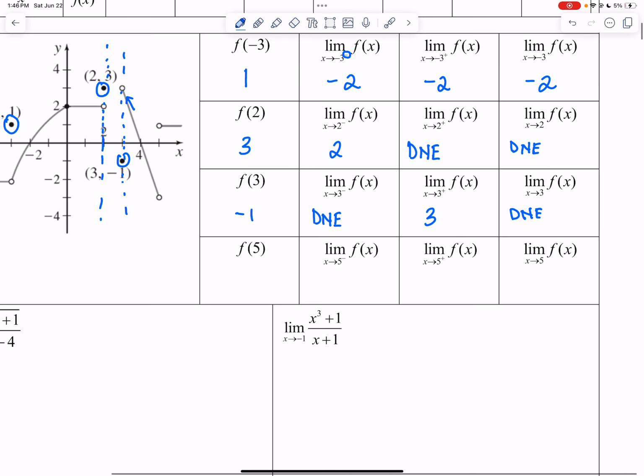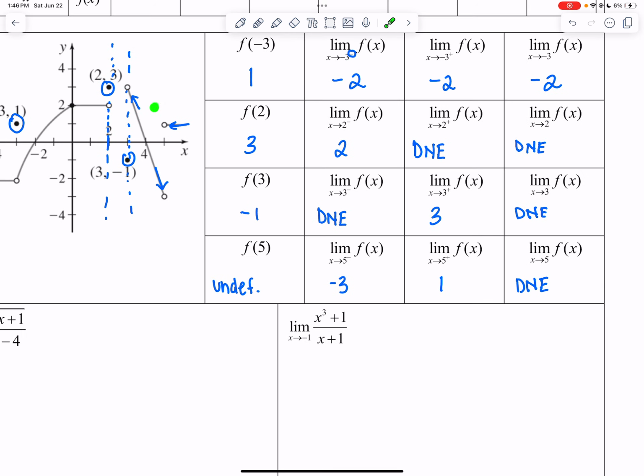For f of 5 here, notice how I don't have a defined value, so at f of 5, we are undefined. Now, as I approach 5 from the left, it's going to be negative 3. As I approach 5 from the right, it's going to be positive 1. And because my limits are not the same, aka they don't match, my limit does not exist. We'll also talk about this in terms of continuity and how this is a little jump.